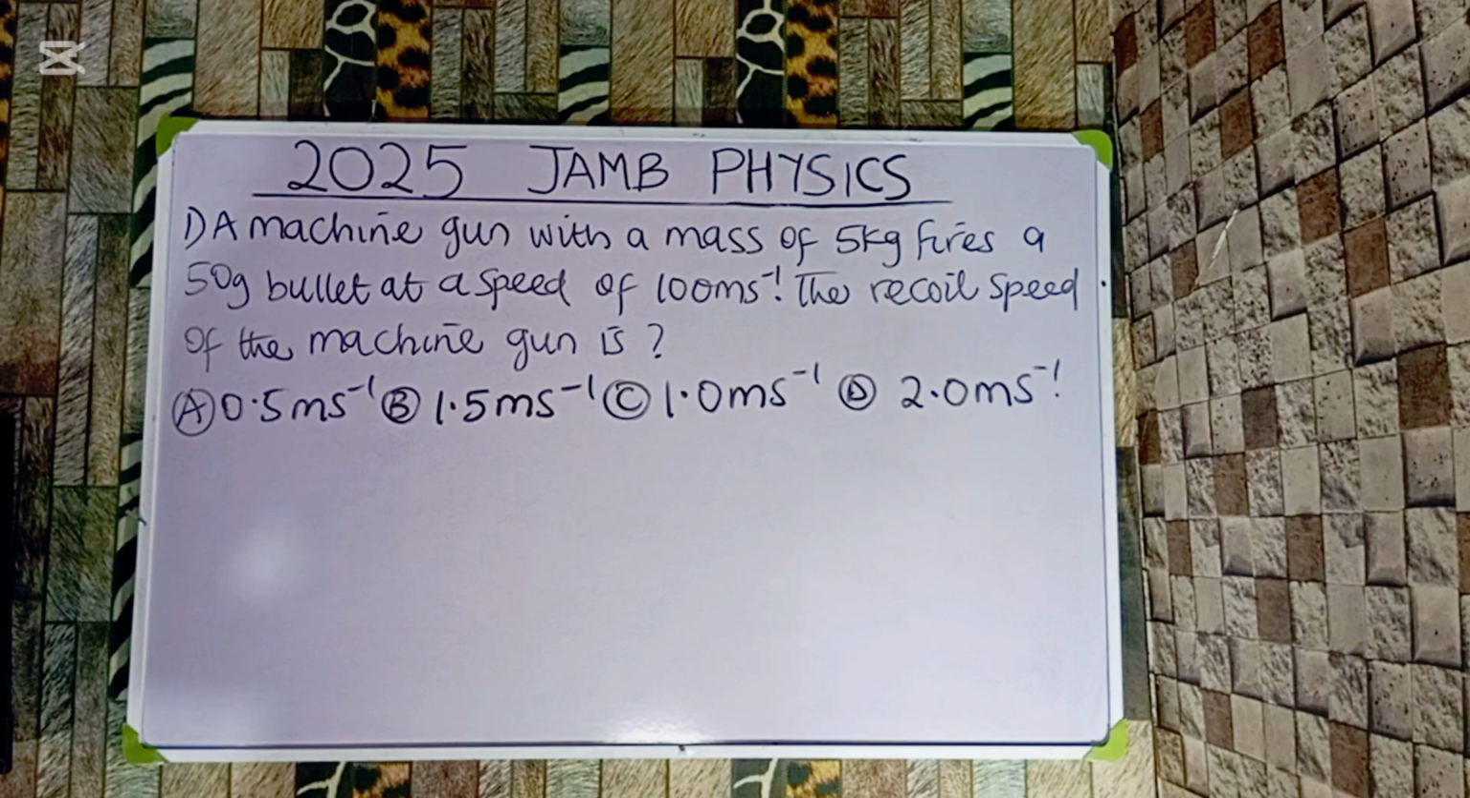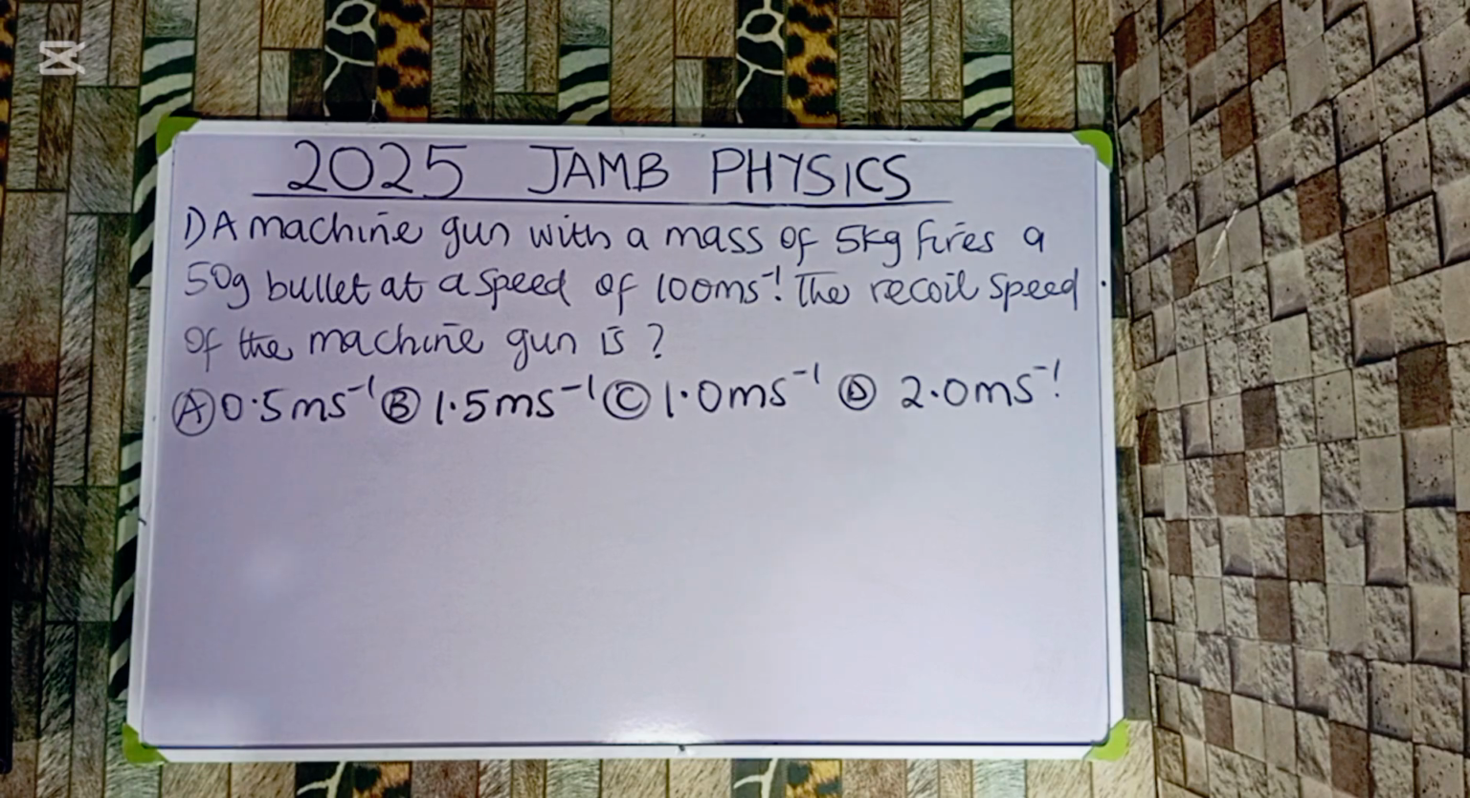Let me do a recap. A machine gun with a mass of 5 kilograms fires a 50-gram bullet at a speed of 100 meters per second. The recoil speed of the machine gun is what? We are given option A to be 0.5 meters per second, option B to be 1.5 meters per second, option C to be 1.0 meters per second, option D to be 2.0 meters per second.